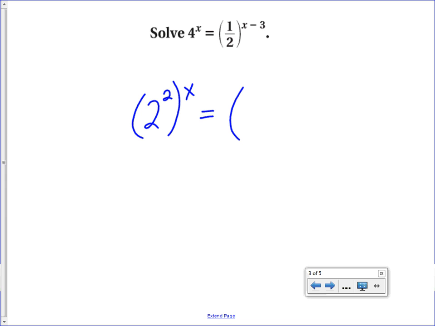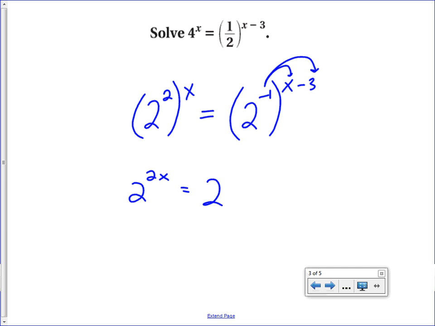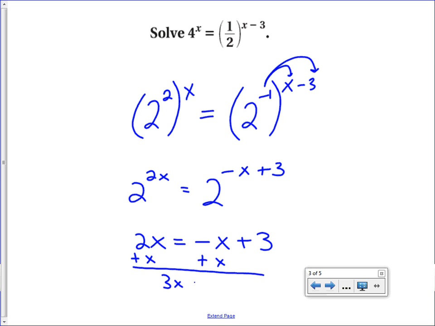Negative exponents mean fractions. So 1/2 is the same as saying 2 to the negative 1 power, and this already had an x minus 3 on it. Simplify the left side, it's going to be 2 to the 2x. Simplify the right side by distributing this negative 1, so it'll be 2 to the negative x plus 3 power. Now I have the same base on both sides, so I can say exponent equals exponent, and solve this equation for x. Add x to both sides, 3x equals 3, and x equals 1.